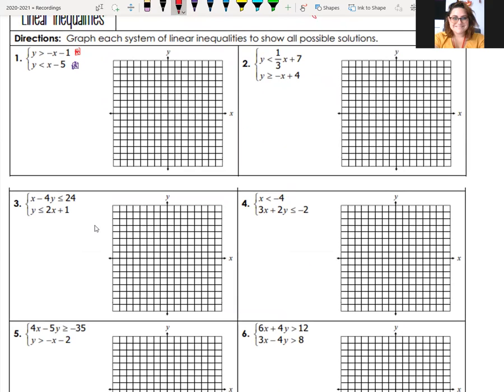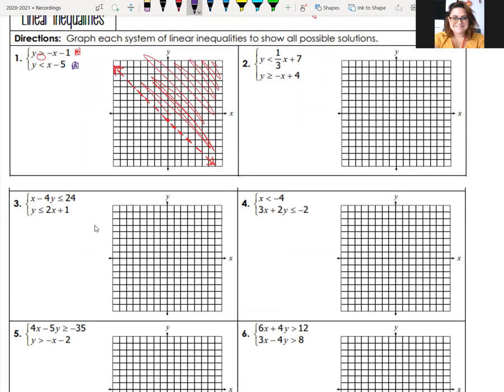So let's start with our red one. This says to go down 1, and then again go down 1 over 1, down 1 over 1, down 1 over 1. And notice there is no equal bar. So this is going to be a dotted line. And now when I look at that, I see y is bigger than, so I'm going to shade up top.